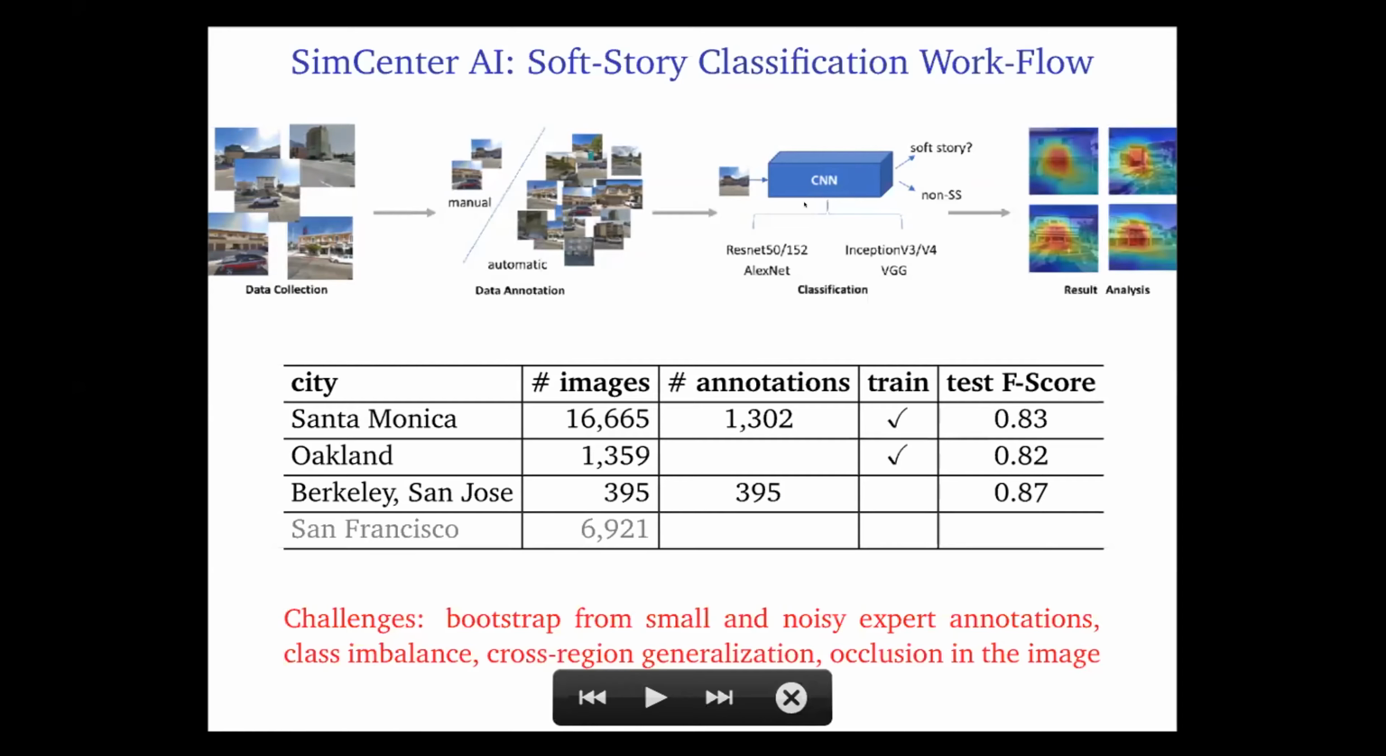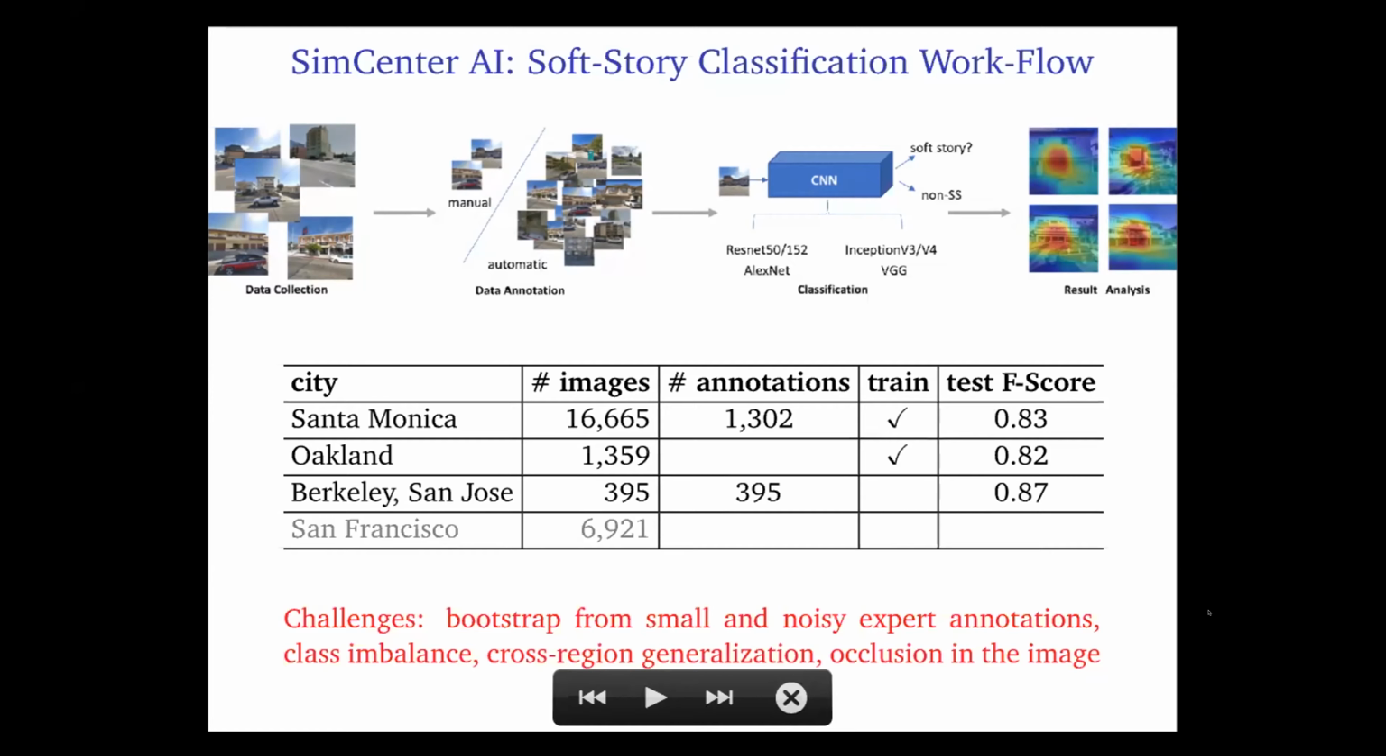And when you come to the design of the deep nets, you have a lot of choices. What architecture you use, overall the framework is a classification into 2 classes. And you get some results, and currently, for example, with the ResNet 50, we get these test F scores. And once you get the results, you have to go back and see whether the classifier is basing on the right part of the image to make this decision, whether it makes sense.